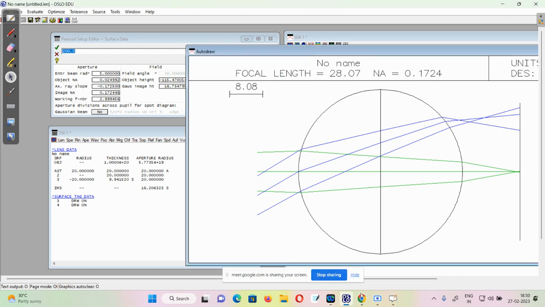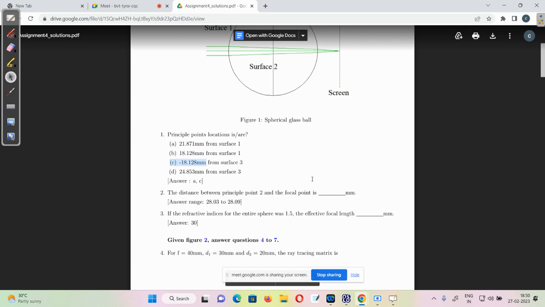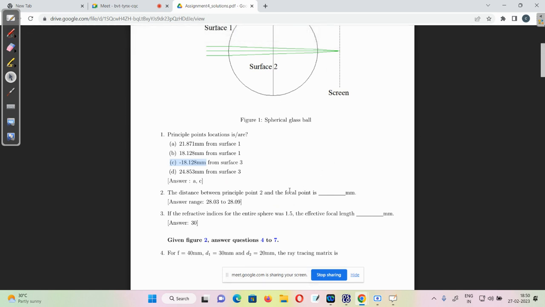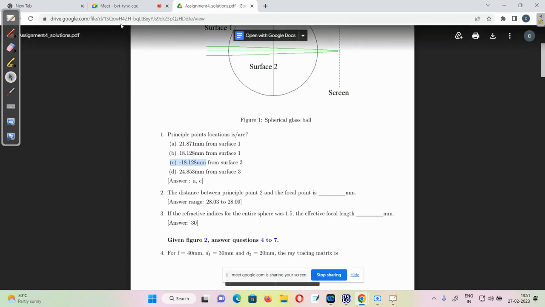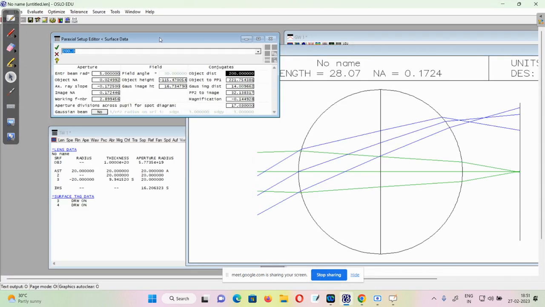Now see. The distance between principal point 2 and the focal point is, what is the principal point 2 distance? Here also, with Oslo, we can do it two ways. Now, can you use this image distance as the focal length?